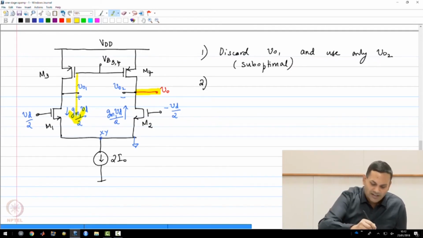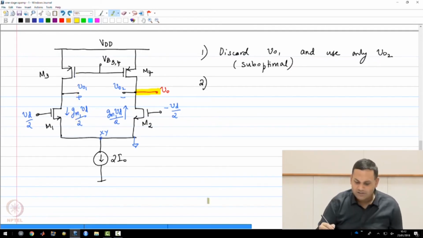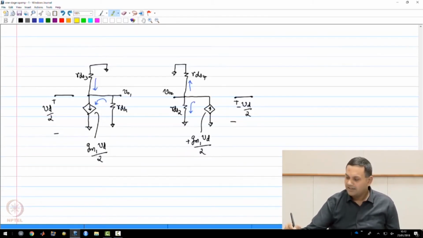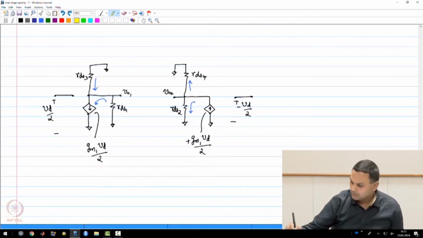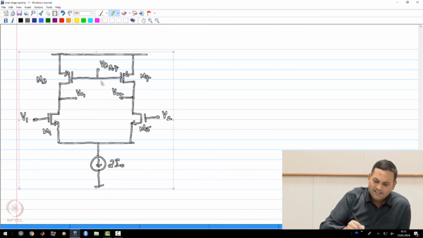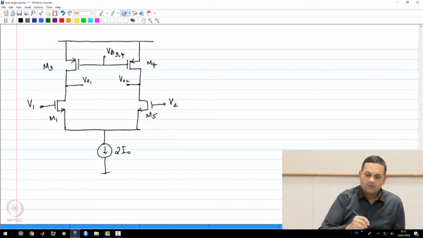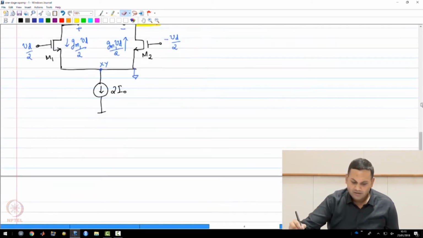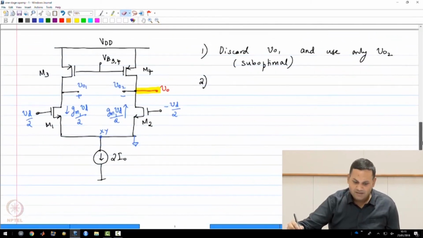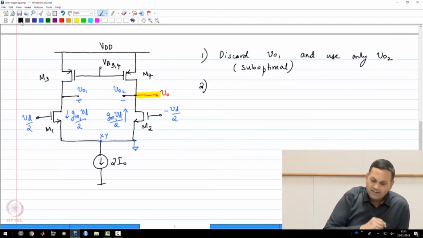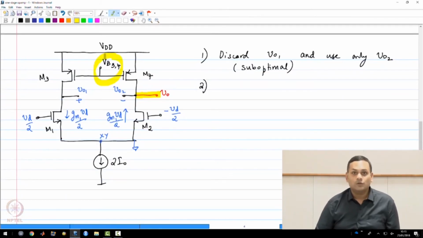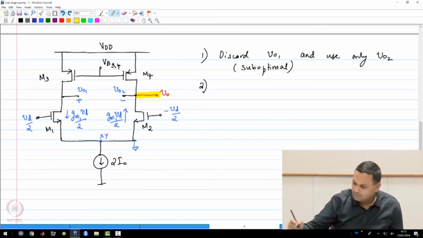Now it turns out, without going into a very long-winded expression, that the easiest way of doing this is to modify the circuit very slightly. Normally, to bias VB3 and VB4, you would need an external current source through a diode connected transistor, and we are going to dispense with that connection.